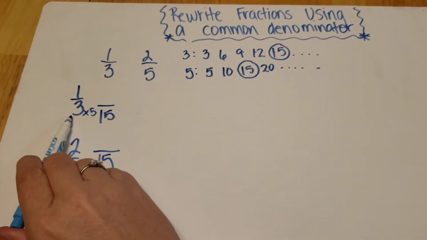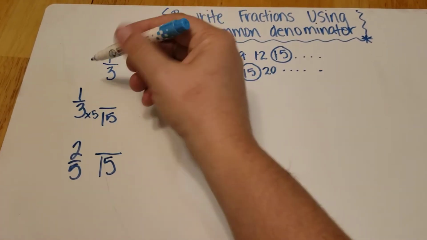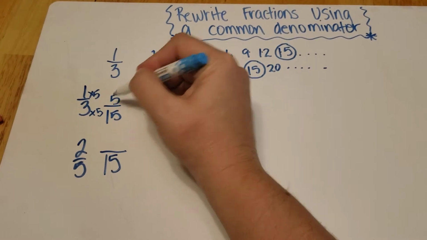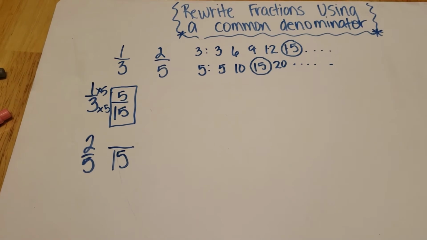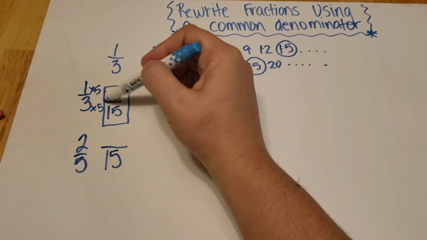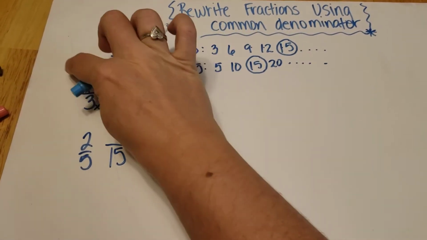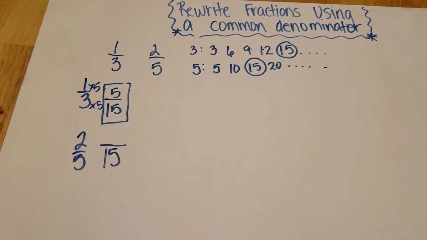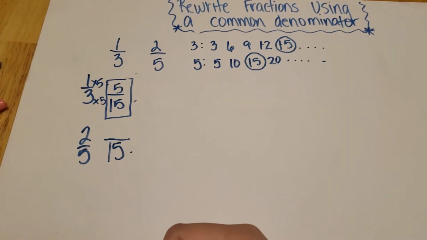And whatever you do to one of the numbers in the fraction, you have to do to the number at the top. So we'll multiply the numerator by 5, and that will give us 5. So here's our new fraction for 1/3. And you can also check to make sure that these are equivalent. So you could say 1 times 15 is 15, and 3 times 5 is also 15. So we're good to go. We haven't really changed the value of that fraction. We've just manipulated it to where we can use it having a common denominator.